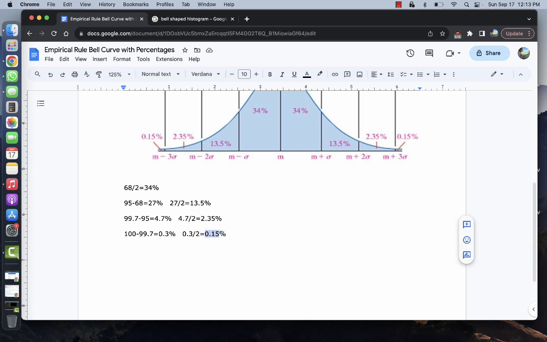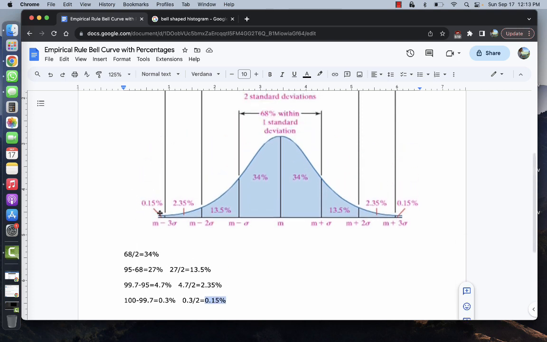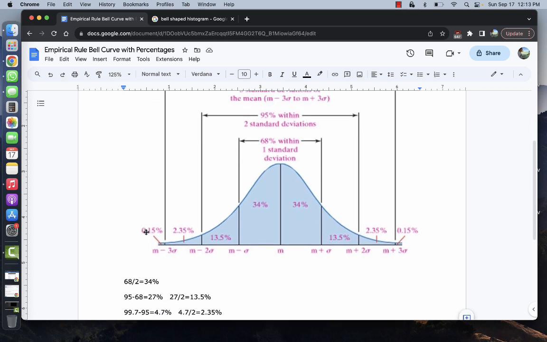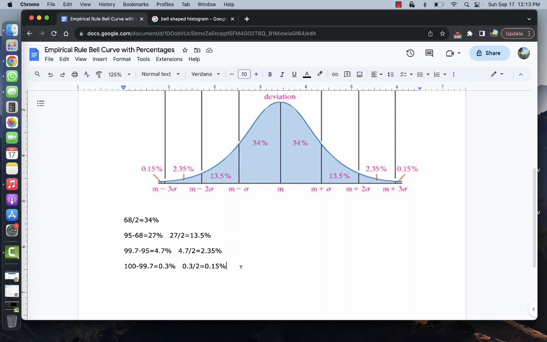0.15% is less than 1/4%. 1/4% is 0.25%. So this is a very small amount. In other words, to find an individual that is more than 3 standard deviations above the mean, anything more than 3 standard deviations, we don't care about 4 or 5. It's so small that we just stop here. And 0.15% of the individuals are more than 3 standard deviations above the mean, or less than 3 standard deviations below the mean. Okay, so this particular percentage is very small, but it still counts.